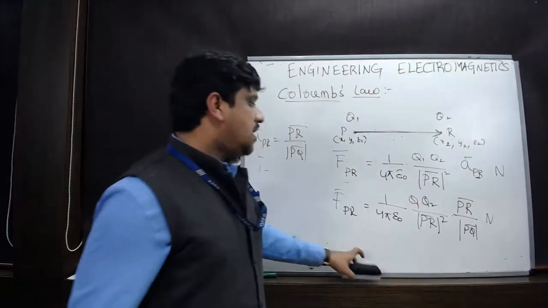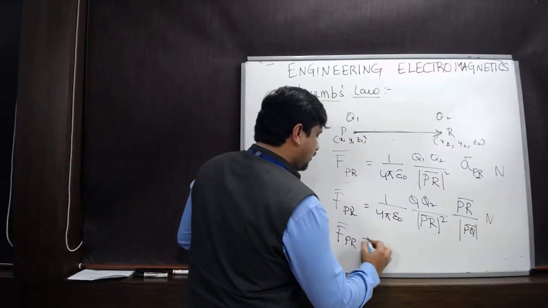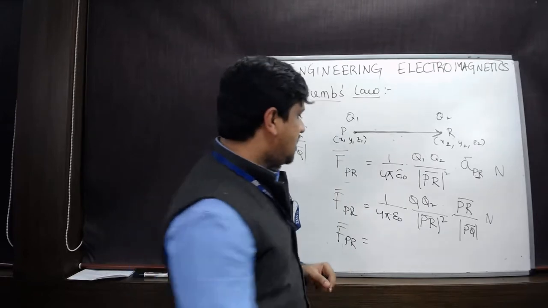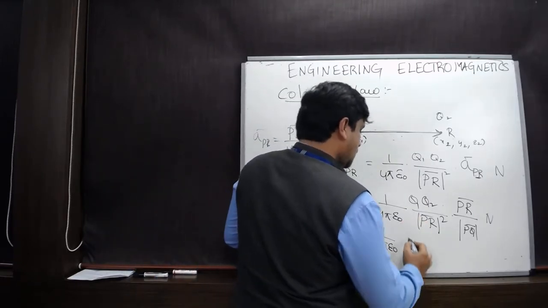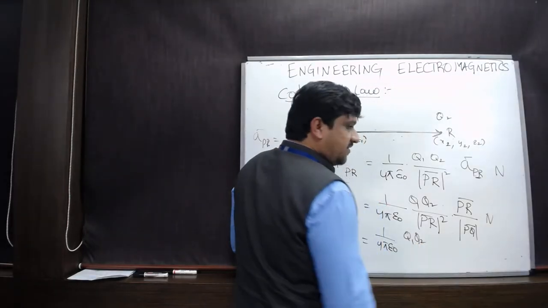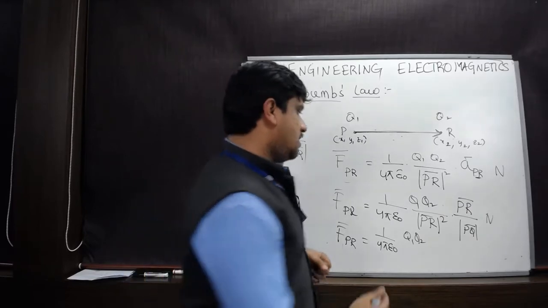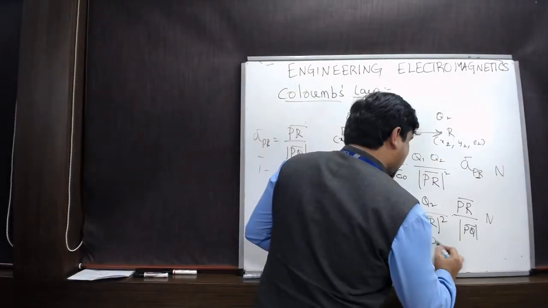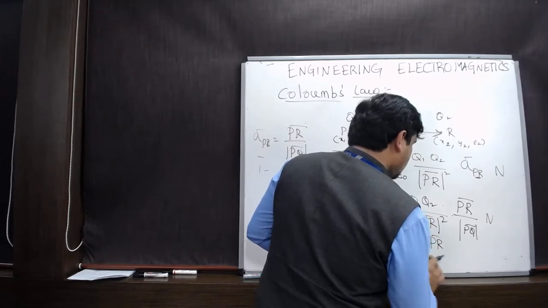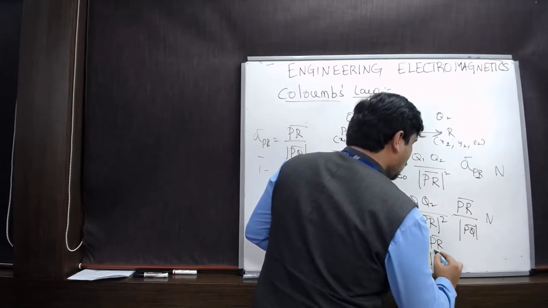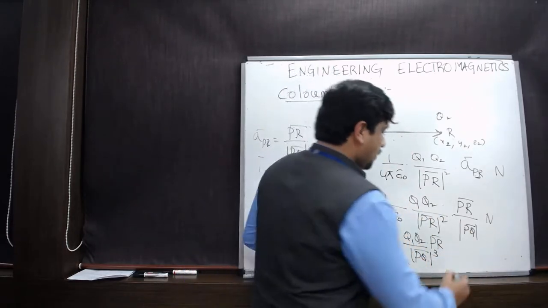Now, if you change this, you'll get the force between the two charges according to Coulomb's law. The modified formula is 1 by 4 pi epsilon naught Q1 Q2, where the units of the charge values are coulombs, divided by the magnitude of PR bar whole cube, multiplied by the actual vector, because these two will get multiplied and give a whole cube, in newtons.